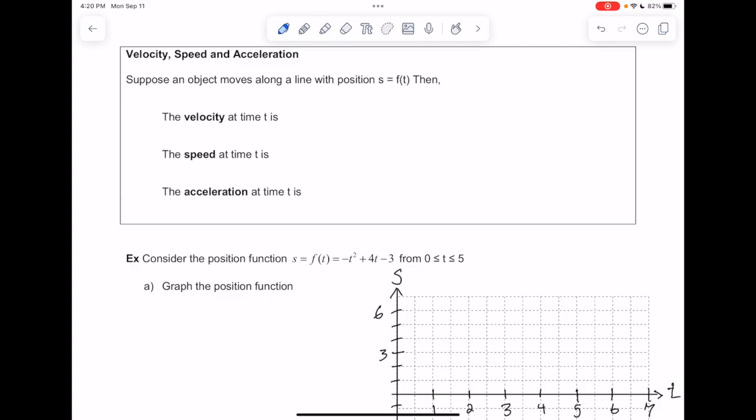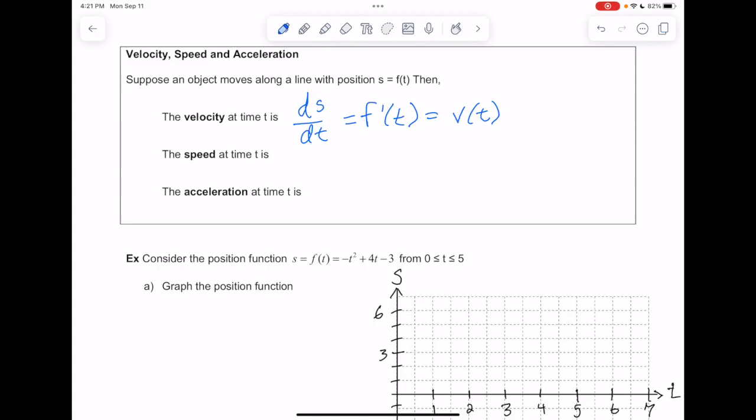All right, let's go ahead and summarize what we were learning on the previous page. We're going to look at velocity, speed, and acceleration. Suppose an object is moving along a line with position s equal to f of t. Then the velocity at time t is the derivative of s with respect to t. So we could also say that it's f prime of t. And we would write velocity as v of t.